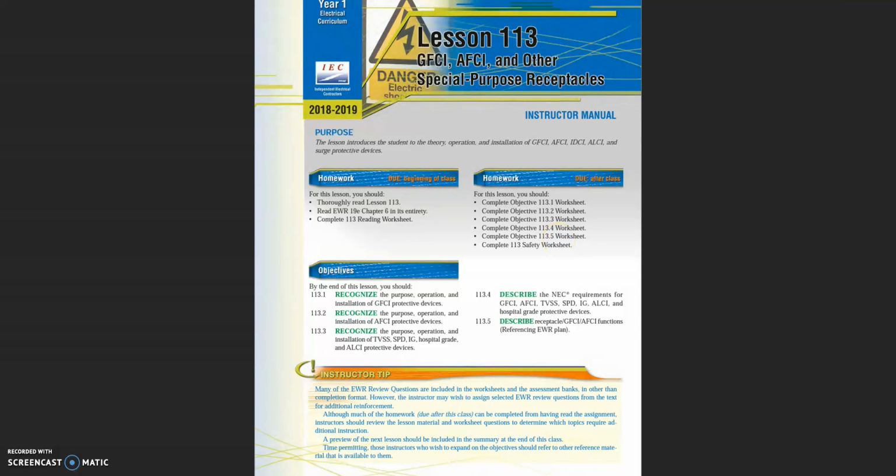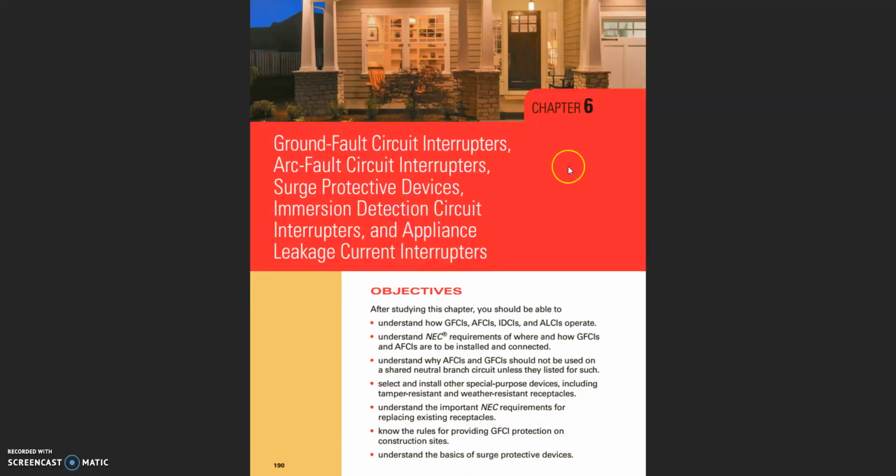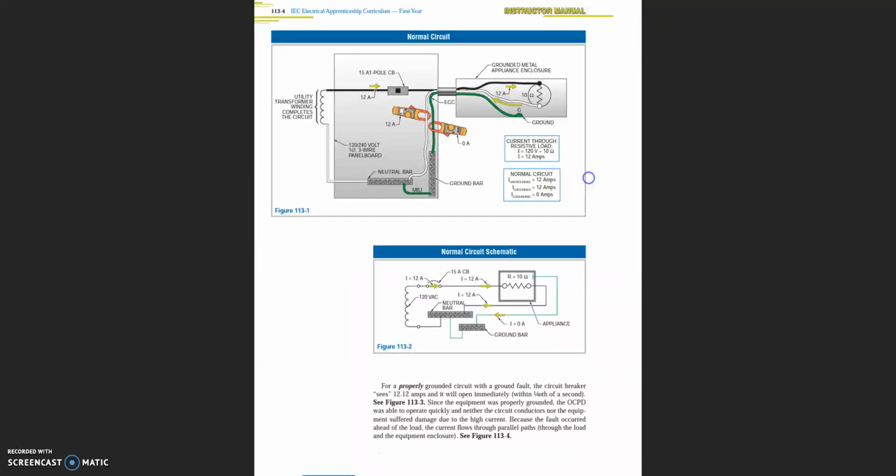So for lesson 113, we find ourselves here on GFCIs, AFCIs, and other special purpose receptacles. Notice that we do have to read EWR chapter 6 as well, which both books have some pretty good examples and illustrations. What I put together here is some examples and animations on GFIs and how they work. And what we're working with is basically the example that starts on page 113-4.